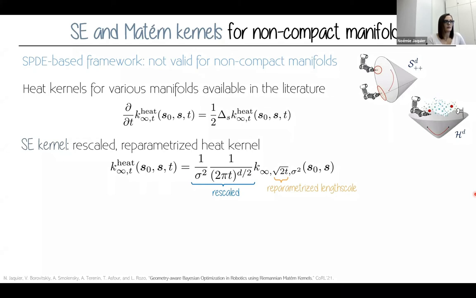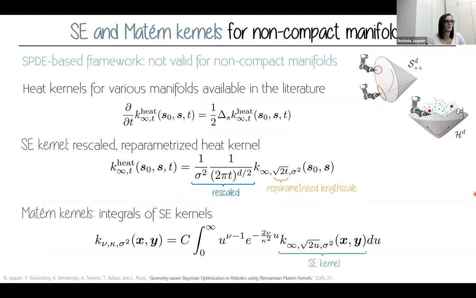And then in terms of Matern kernel, we exploited the fact that the Matern kernel can be expressed as integrals of squared exponential kernels. So you integrate here over the length scale of the squared exponential kernel according to the smoothness that you want for your Matern kernel. And you can obtain here the Matern kernel for any smoothness based on your SE kernel. So this is what we use for non-compact manifolds.